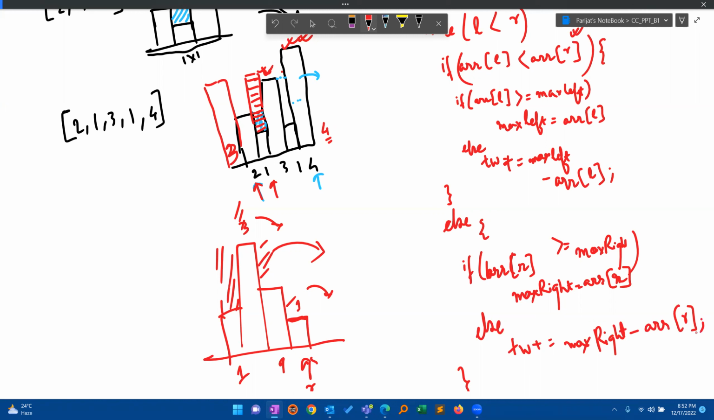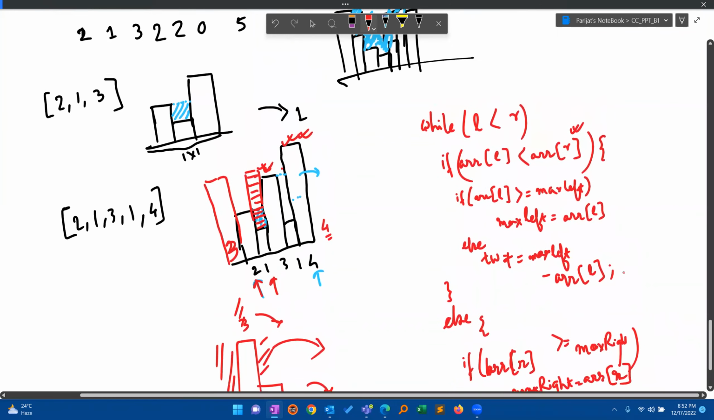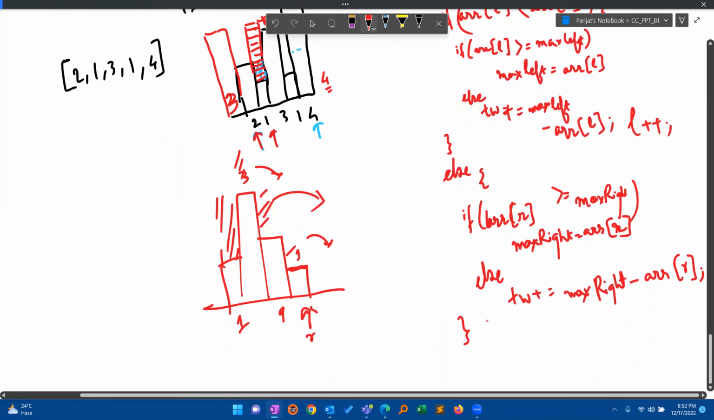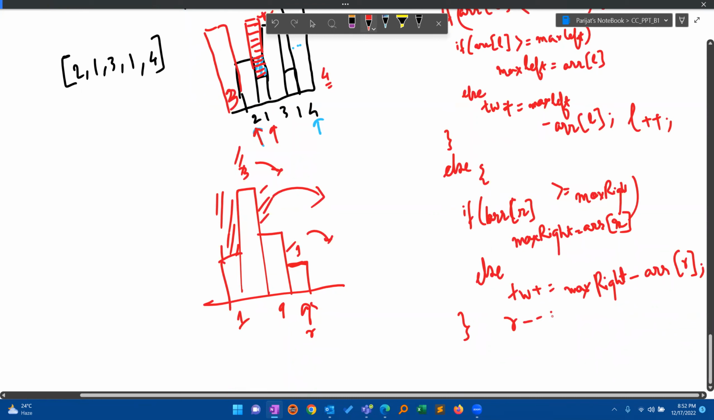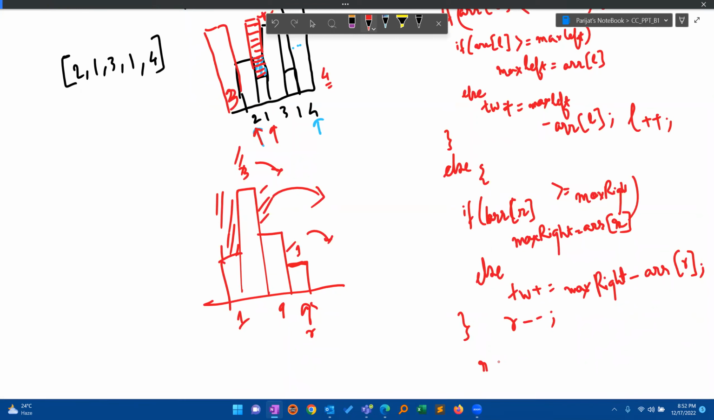Same thing that we did in the left, we will do in the right part, right? And when we work on the left hand side, we increment left pointer because it's a 2-pointer solution. We increment left pointer. Then when we modify on the right hand side, we reduce the right pointer. Okay, at the end we return the total water.